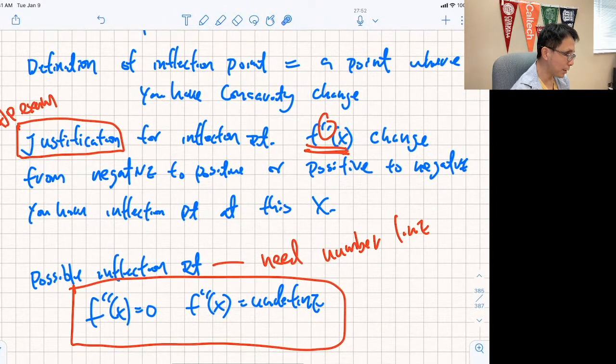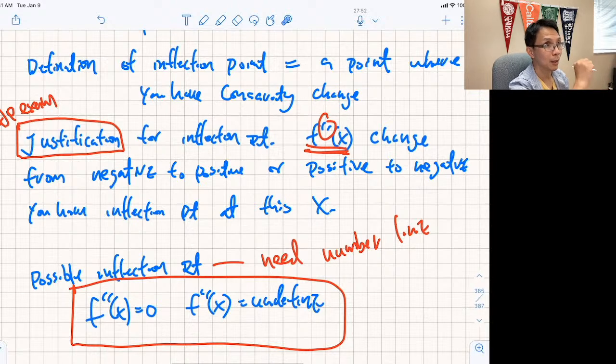Now, the second thing you have to pay attention to is the possible inflection points. The possible inflection points are just like critical numbers: f double prime of x is equal to 0 or f double prime of x is undefined. Now, they are only possible. Why do I say possible? It's a candidate. It's not for sure. You're running for president doesn't mean you're going to become president. So it's just a candidate. You have to prove it by the number line. You have to prove that there was a positive and negative sign change. If you see the sign change, there's an inflection point. If you did not see the sign change, there's no inflection point.